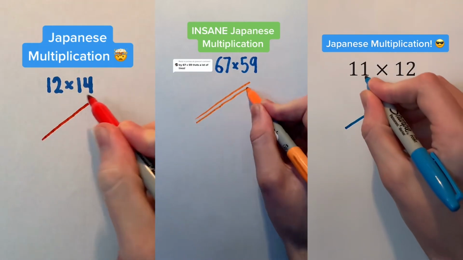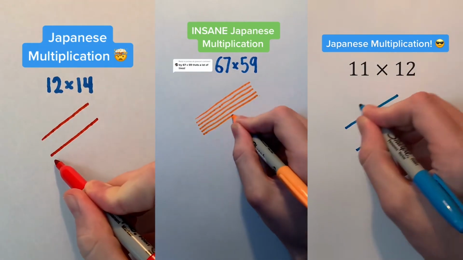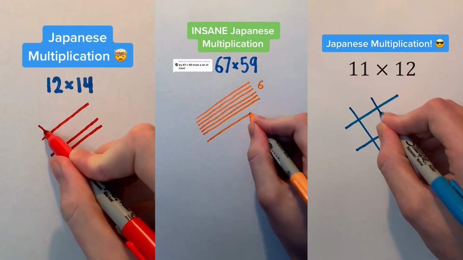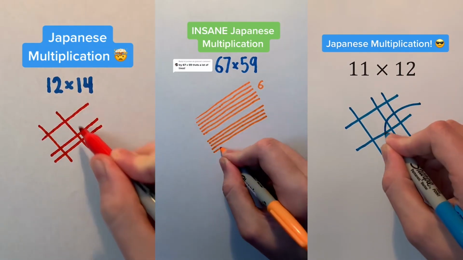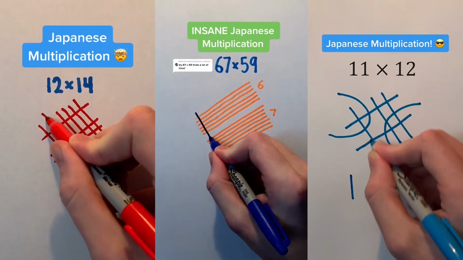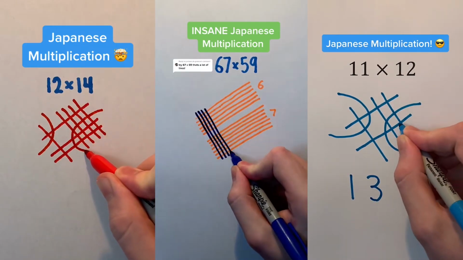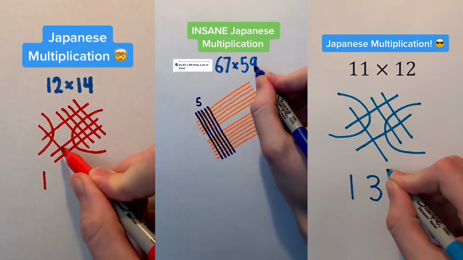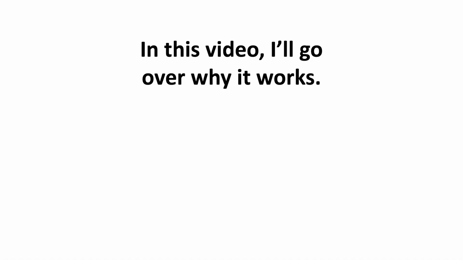You may have seen videos on YouTube Shorts, Instagram Reels, or TikTok of people multiplying numbers using Japanese multiplication. You may have also heard it called Chinese multiplication, line multiplication, and other names too. I'll just refer to it as Japanese multiplication because that seems to be the most common name out there. In this video, I'll go over why it works.